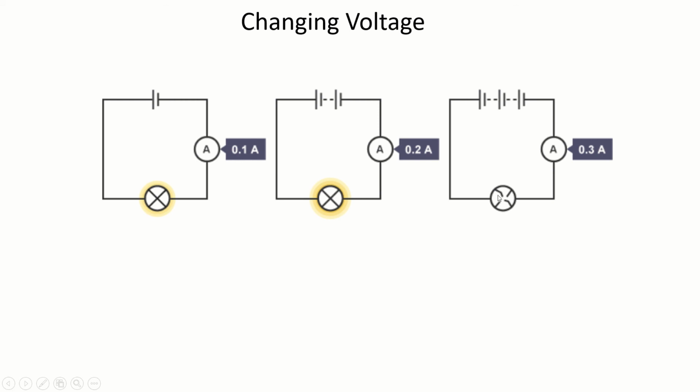If I put that through, what has happened? The wire in the bulb, the filament, has burned out because it's not able to take that amount of electricity flowing through it. So 0.3 amps of current would blow up the bulb.